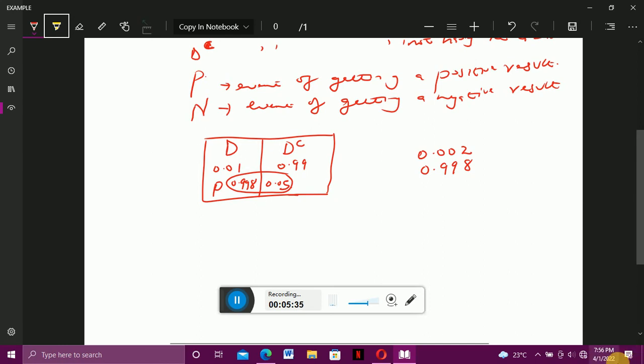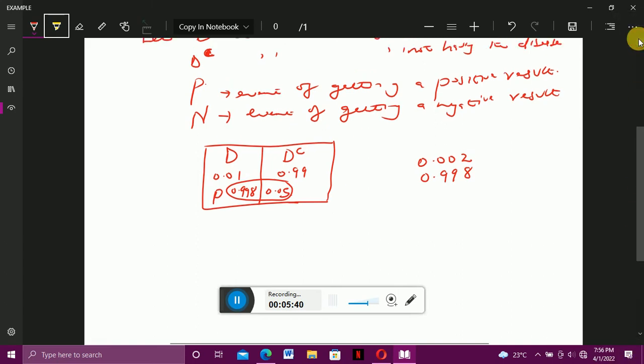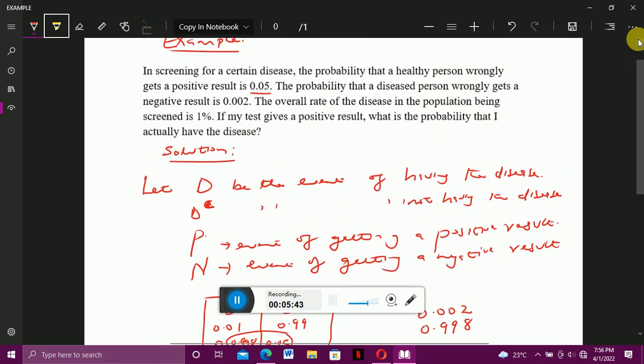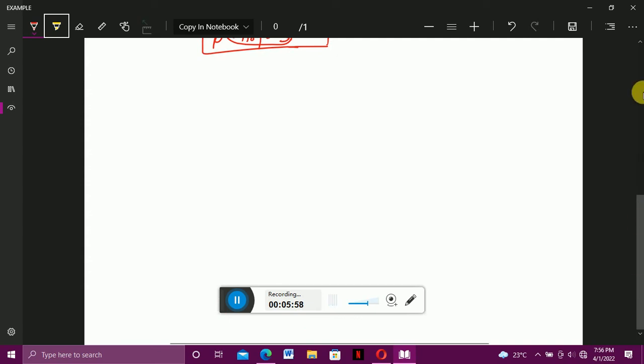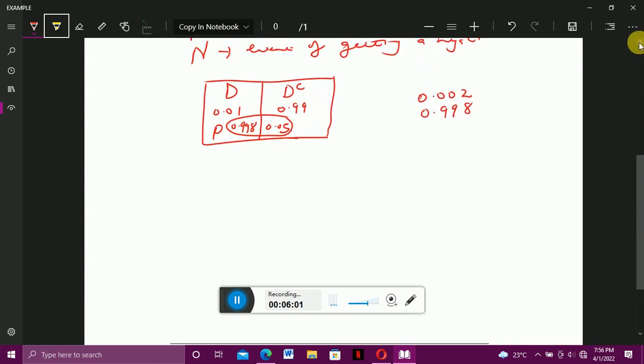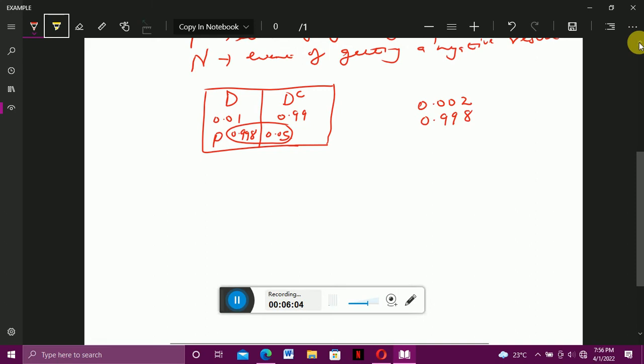Okay, so now what do we require? We are told if my test gives a positive result, what is the probability that I actually have the disease? So we are looking for the probability that I have the disease if the result is positive. This is what we are looking for.